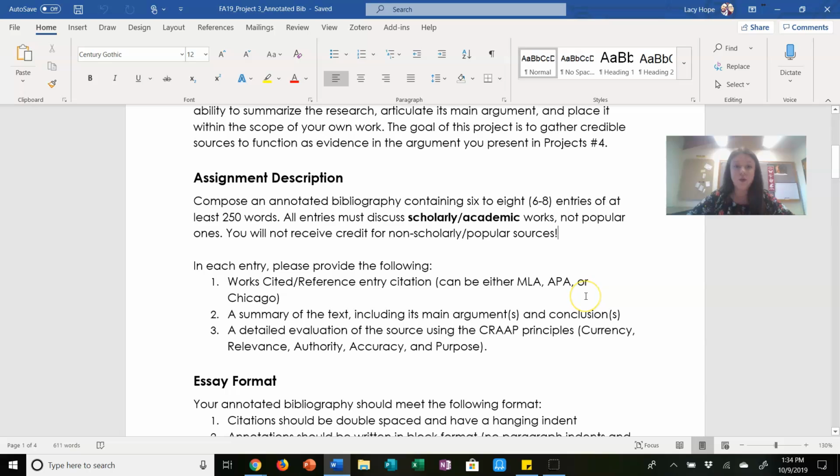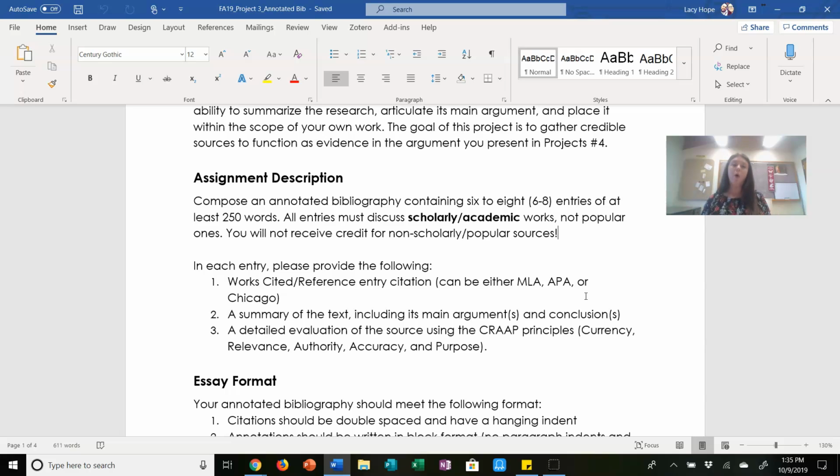So with the assignment description, you're going to compose an annotated bibliography containing 6 to 8 entries of at least 250 words. So I want to say that all entries must discuss scholarly or academic works, not popular ones. You will not receive credit for non-scholarly or popular sources. So recall back to the lectures that we've had regarding source types, ways of accessing scholarly works, how to read scholarly works, and really familiarize yourself with the difference between the two.